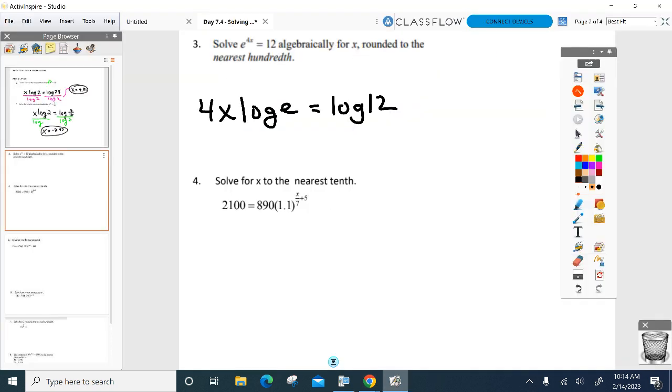13? Would you divide log of e out first? You could. Or you could do 4 first too, Jerry. You could divide by 4. You could divide by log of e. You want to do log of e first? Yeah. Sure.